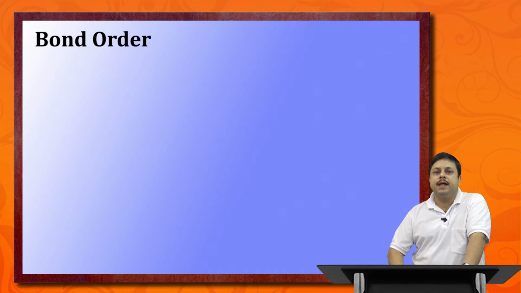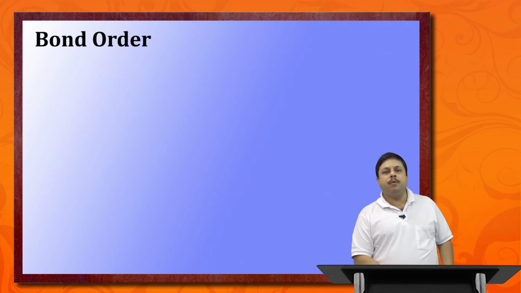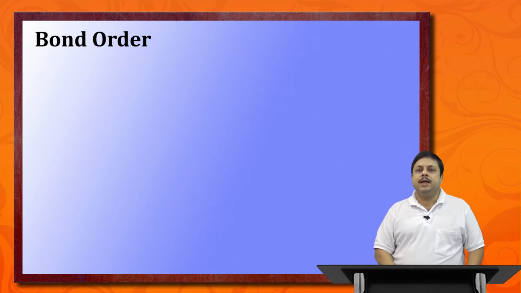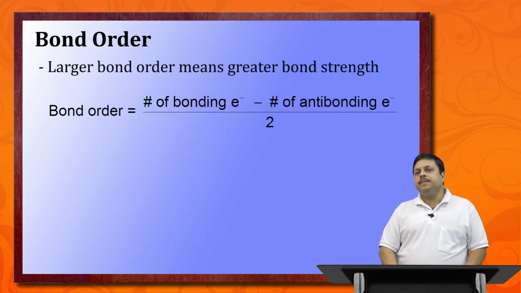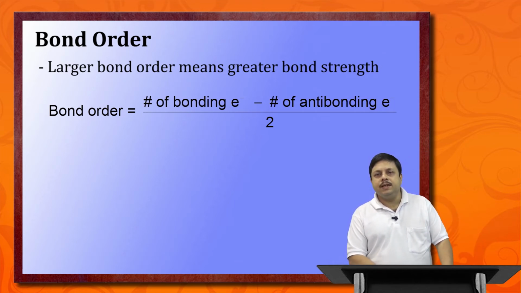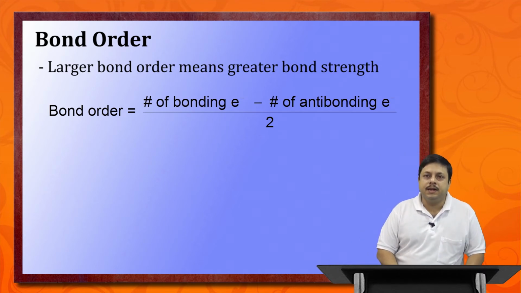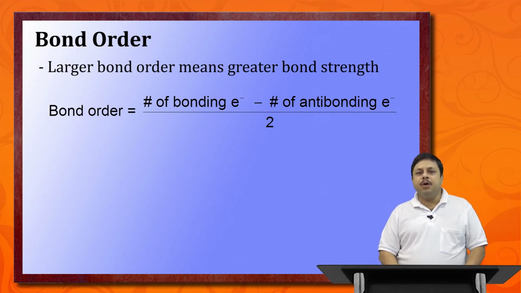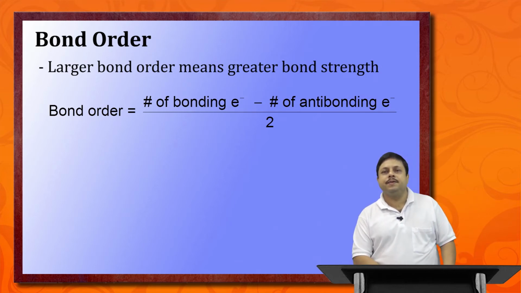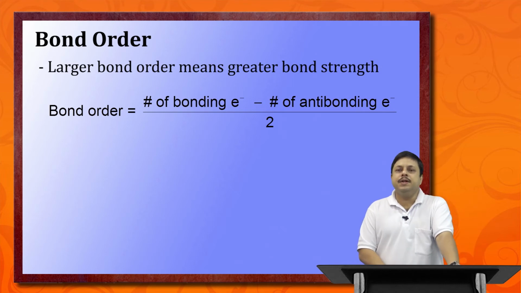What is a bond order? We define a quantity called a bond order. The bond order is defined by the total number of bonding electrons minus the total number of antibonding electrons, divided by 2. The larger the bond order, the greater is the bond strength. So, any molecule having a larger bond order will be a stabler molecule as compared to the one which has a lower bond order. So, bond order is a measure of net bonding interactions.